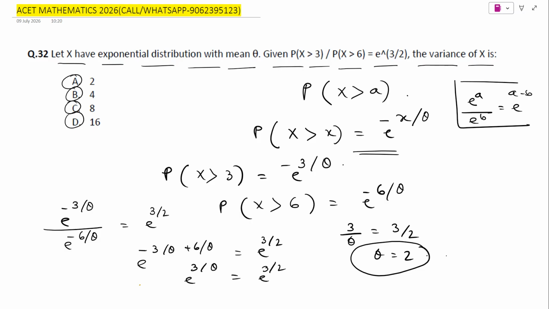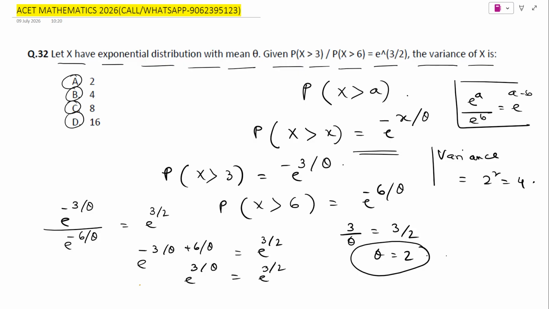Now many students stop here because they have found the mean. But notice carefully, the question does not ask for the mean. It asks for the variance. So always read the last line of the question before marking the answer. For an exponential distribution, mean is theta. Variance is theta square. Since theta is 2, variance will be 2 square, so this is 4.